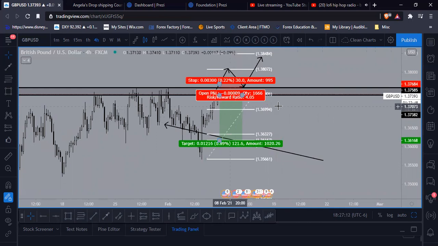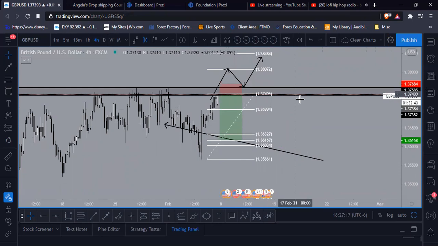Like I said, I'm most likely going to, now I am going to get into this trade. I'm risking 30 pips for 121. Why not? Let's see how that plays out.